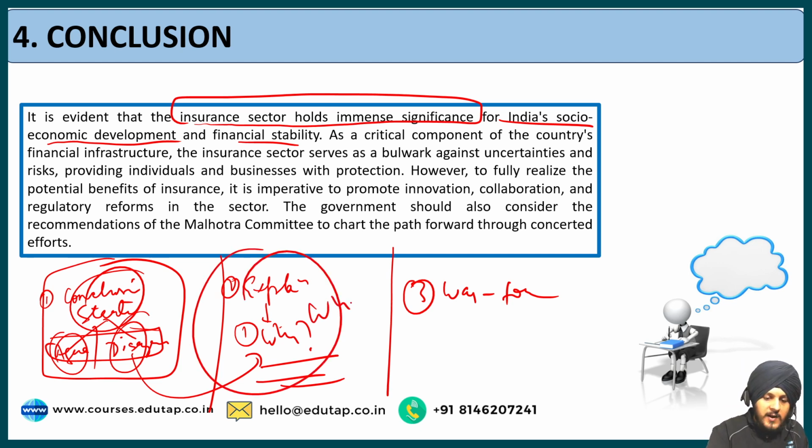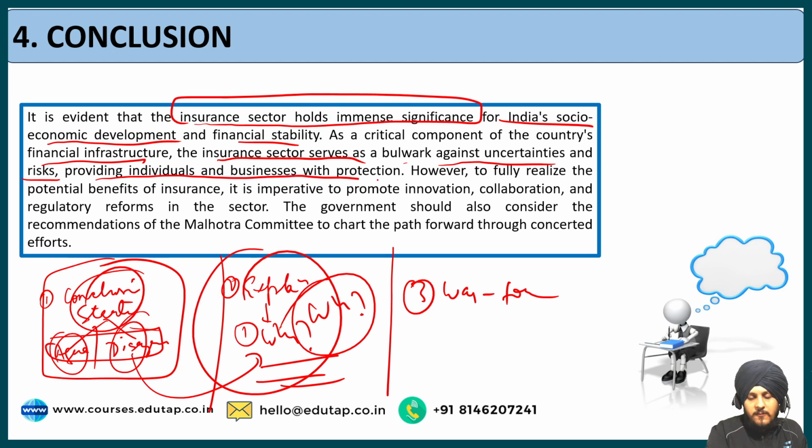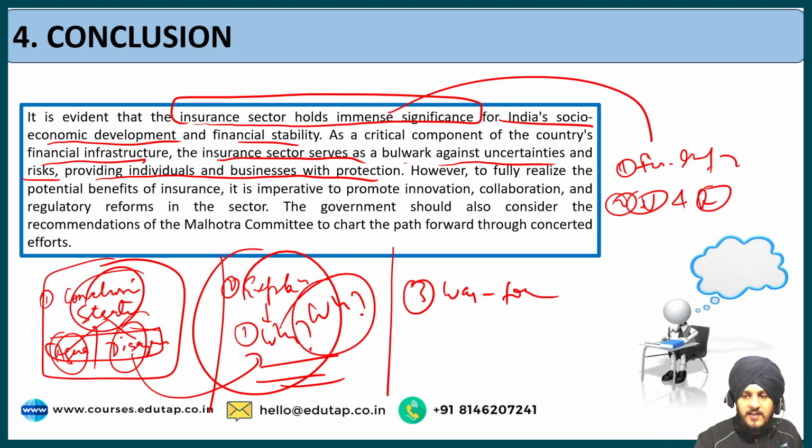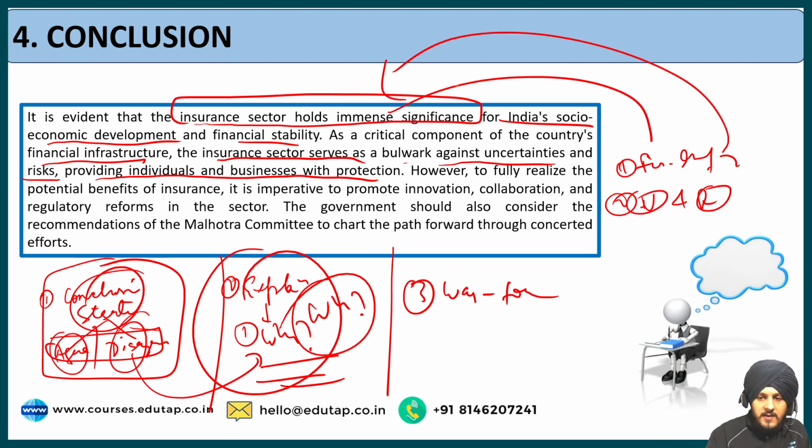Now, what is the next part? We have to explain why we think so. Because as a critical component of India's financial infrastructure, the insurance sector serves as a bulwark against uncertainties and risk, providing individuals and businesses with protection. So why is it of significant importance? Because it serves as a critical component of financial infrastructure and also acts as a bulwark against uncertainties and risks, and that's why it is of significant importance.